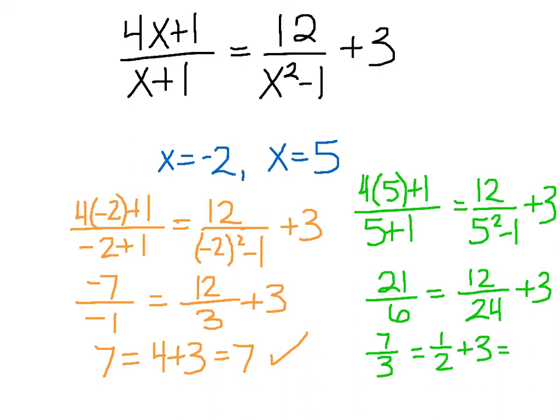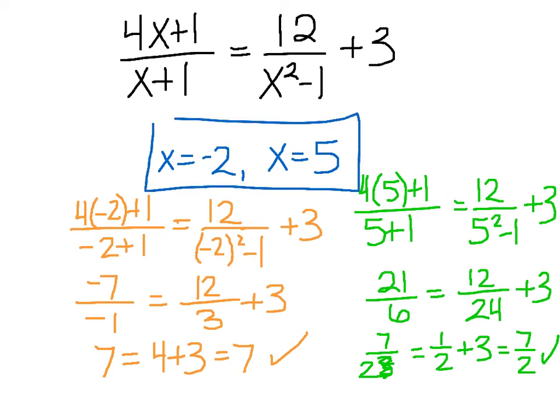Oops, I just realized I made a huge mistake. This is 7 over 2. Sorry, I was dividing by 3. And then 3 plus 1 half is 7 over 2. So this works as well. So I know that my final answers are going to be x equals negative 2 and x equals 5. But you have to check your answers. I cannot emphasize this enough.